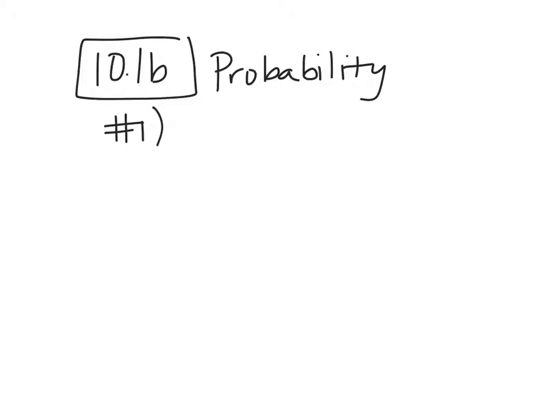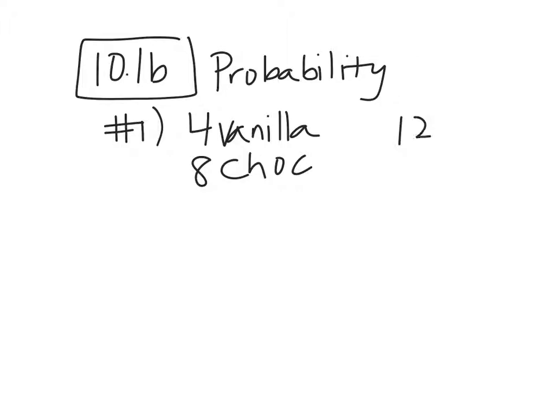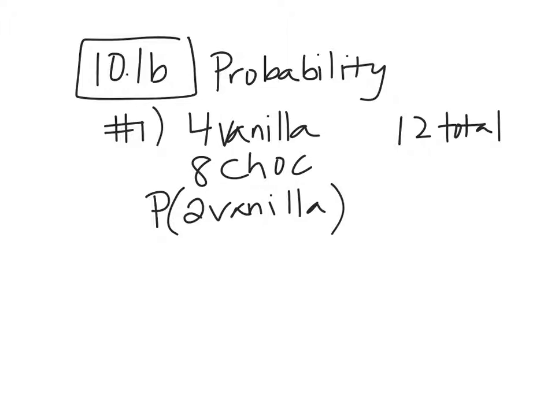If 4 of the 12 are vanilla, so let's write that down. 4 are vanilla, okay? That means that 8 of them are going to be chocolate, because there's 12 total. It says here, what is the probability? Now she's going to pick 2. She's going to eat one, and she's going to eat another. And we want to find out what is the probability that she's going to pick 2 vanilla, because those are her favorites. It's probably not going to be very good probability, is it?